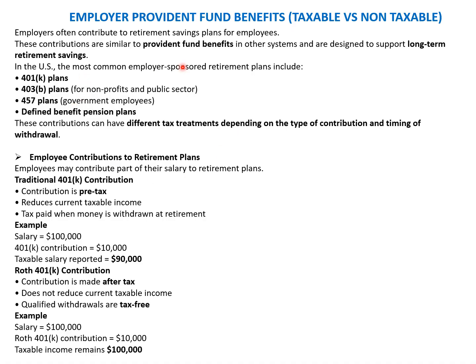So in the US, the most common employer-sponsored retirement plans include 401k plans, 403b plans for the non-profit sector, and 457 plans, which are for government employees. Then there are defined benefit pension plans. These contributions can have different tax treatments depending upon the kind of contribution, and we'll talk about this with the help of an example here. So, employee contribution to the retirement plan: an employee may contribute part of their salary to the retirement plans.